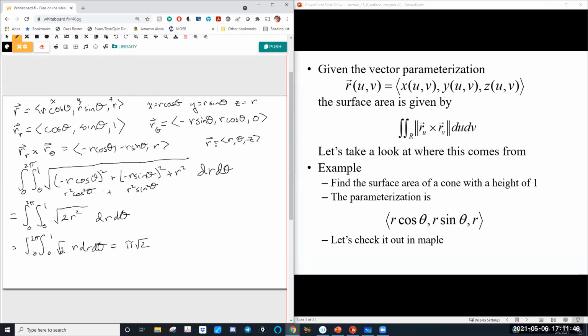Got it. Then in this case, we would have been in polar. Then when we go to set up our integral, we would have had r here. But as you can imagine, our partials are going to look a little different.